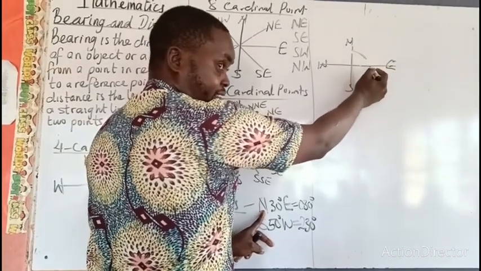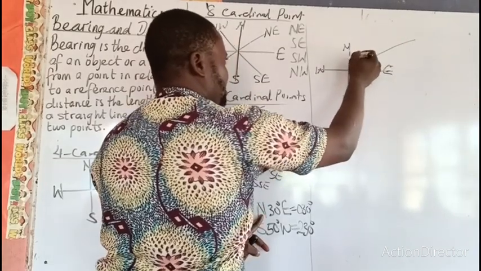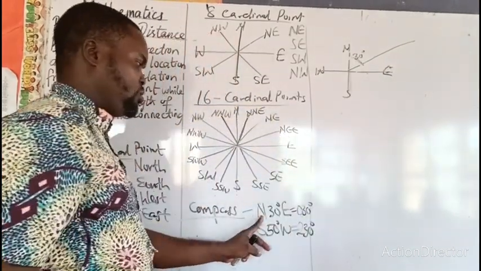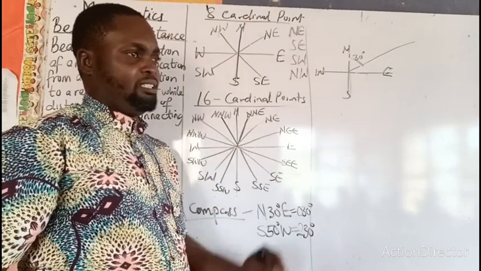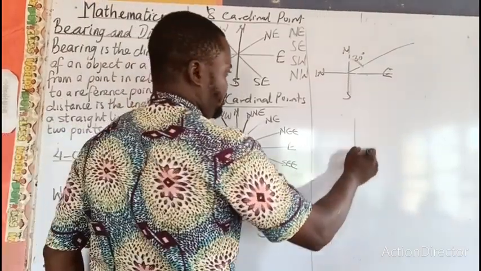From here to here is 90°, right? So just read like this, then you go like this. So this is what? 30°. So this is north 30° east. Are you getting it? Let's do the second one.